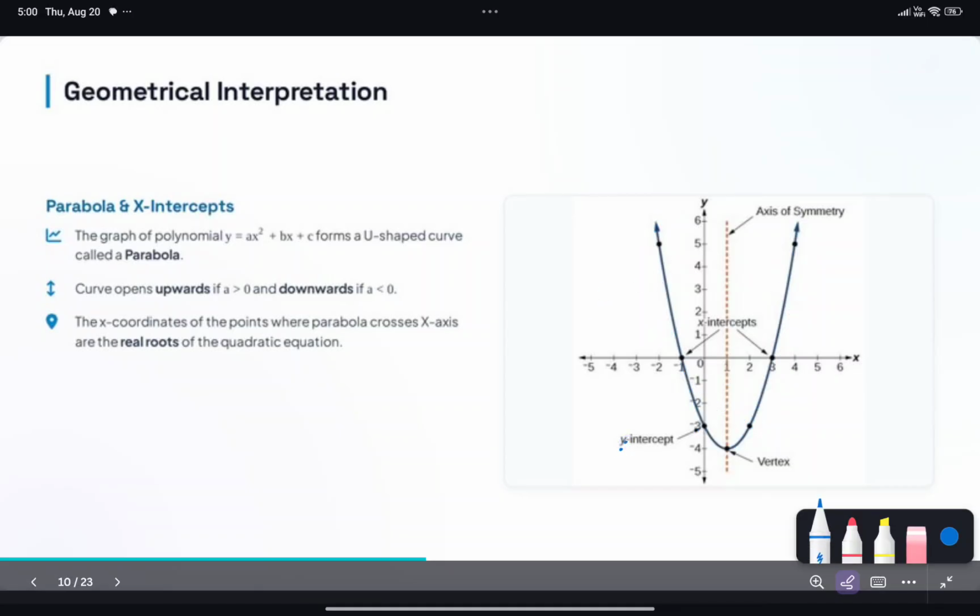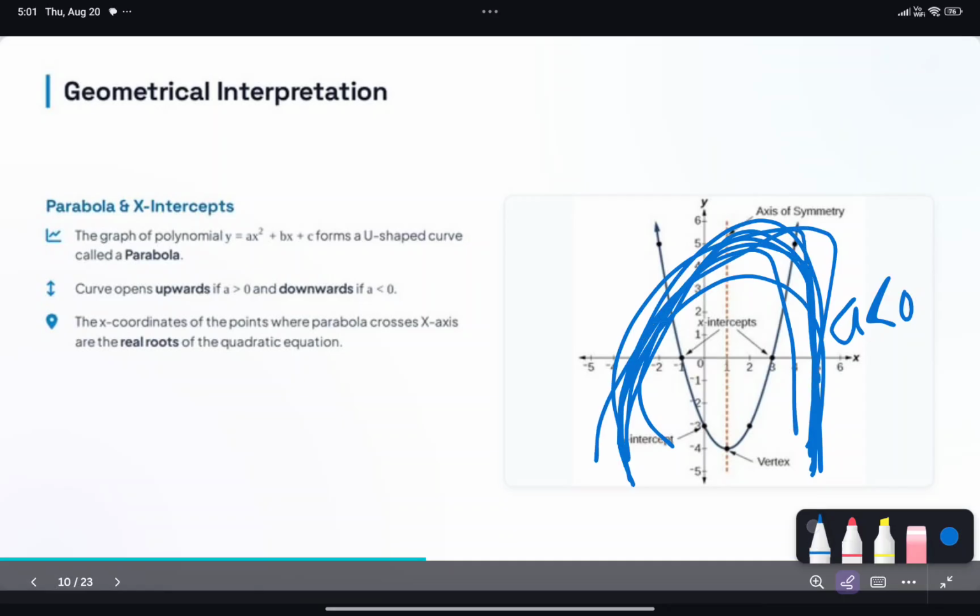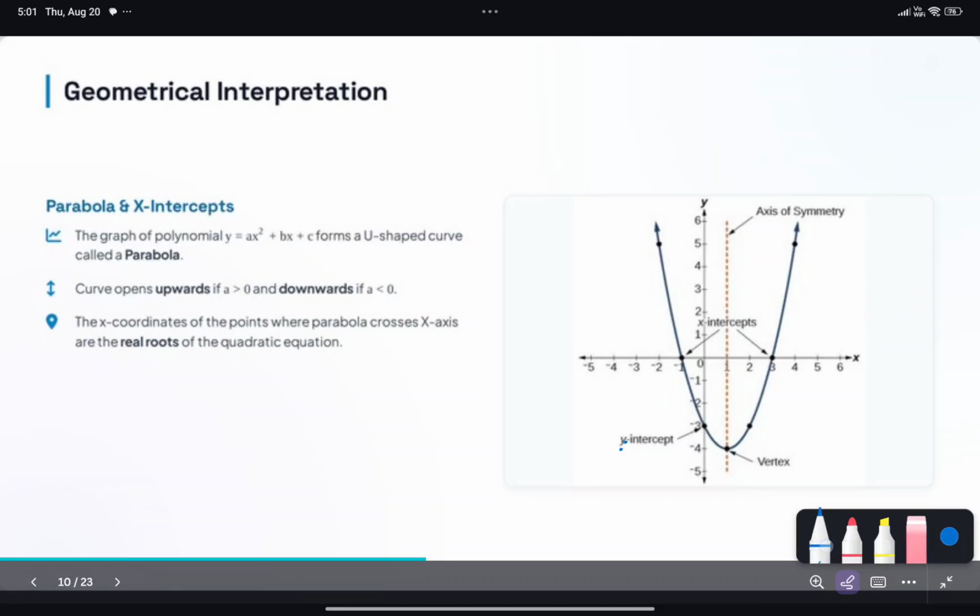Now take one more curve. Here a is less than 0, so the parabola opens downwards. In this one it opens upwards, the condition being a greater than 0. Clear?